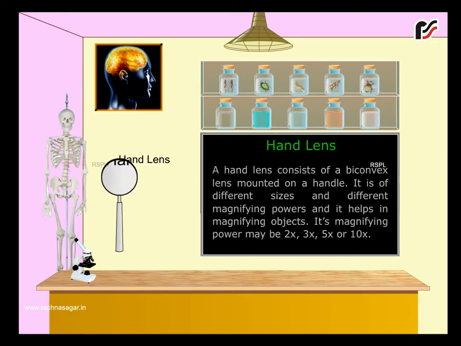Hand lens. A hand lens consists of a biconvex lens mounted on a handle. It is of different sizes and different magnifying powers, and it helps in magnifying objects. Its magnifying power may be 2x, 3x, 5x, or 10x.